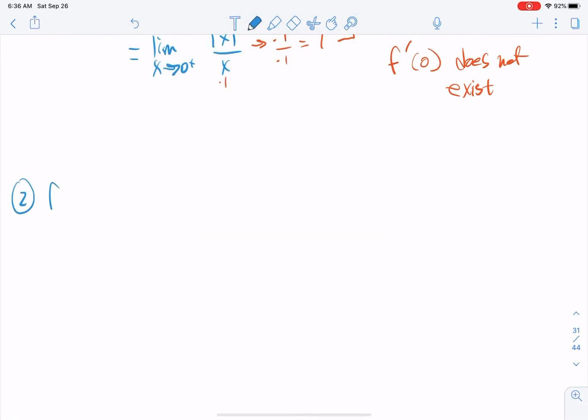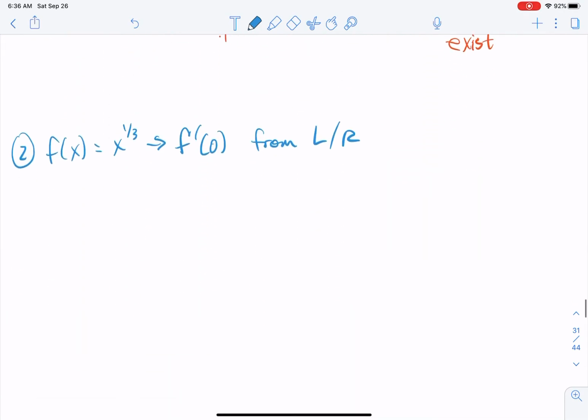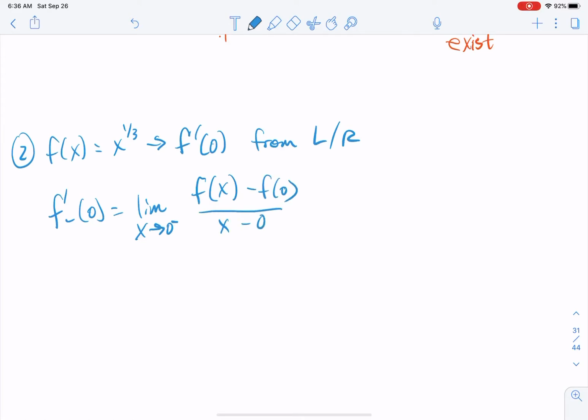Number 2. So f of x equals cube root of x. And again, we're finding the derivative at 0 from the left and the right. And see what happens. And we'll use this exact same pattern that we have right up here. F prime from the left of 0 is equal to, now we can put the limit as x approaches 0 from the left. It's the same exact setup, f of x minus f of 0 over x minus 0.